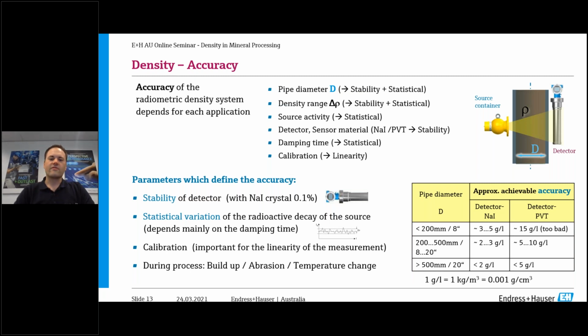As a general rule of thumb, in terms of the approximate achievable accuracy, with a large pipe diameter and a sodium iodide crystal, you can get around 3 to 5 grams per liter accuracy. And then as you go up in diameter, above that, the 8-inch to 20-inch, so DN 500 line, your accuracy improves, so it goes down to less than 2 grams per liter. And 2 grams per liter is an SG of 0.002. So you're getting into very good accuracies, and this is why the radiometric principle is used a lot in control loops in processing plants across Australia.